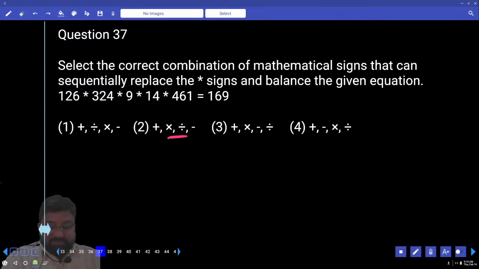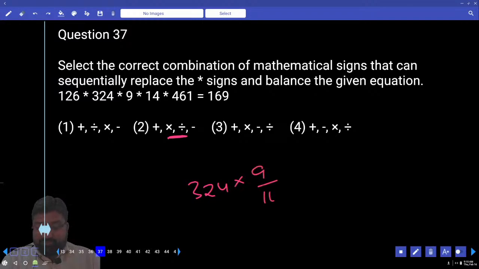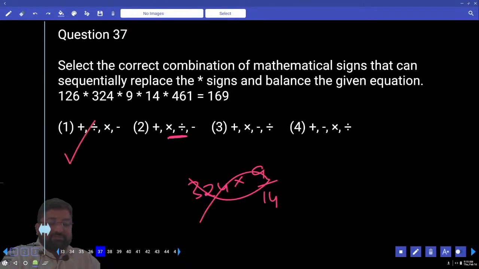What will this become? This becomes 324 into 9 by 14. Is 324 divisible by 14? No. No, no. అంటే వేస్టింగ్, ఇది మళ్ళీ పక్కా వాల్యూ దేంట్లో వస్తుంది, డెసిమల్స్లో వస్తుంది. అందుకోసం మనం దీంట్లో చేస్తాం. Is this clear? కొంచెం అలర్ట్ ఉండాలమ్మా, జాగ్రత్తగా.